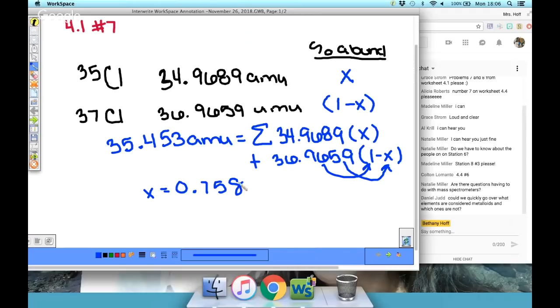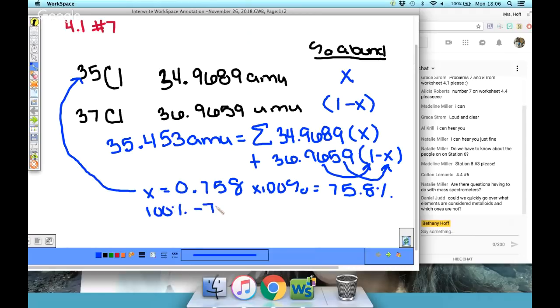0.758, or that's not going to be a percentage. If we multiply that by 100, that means it's 75.8%. So that would be for chlorine 35. And then for chlorine 37, we would have 100% minus 75.8%, so that other percentage would be 24.2%. So there's number 7.